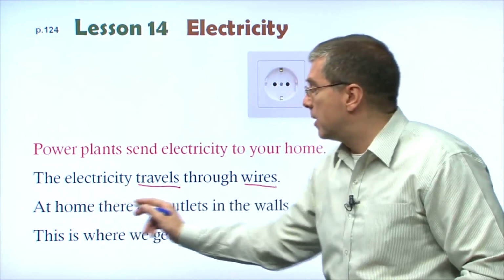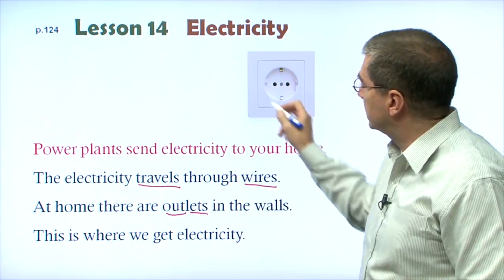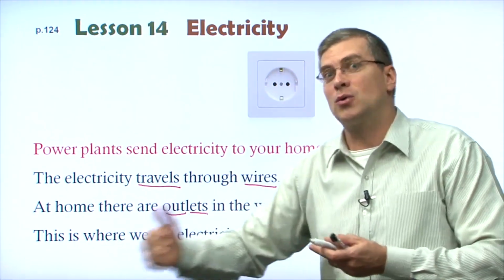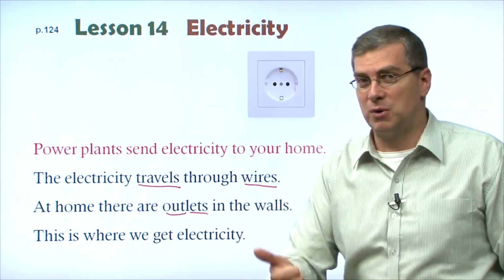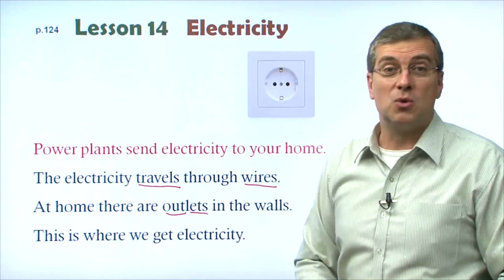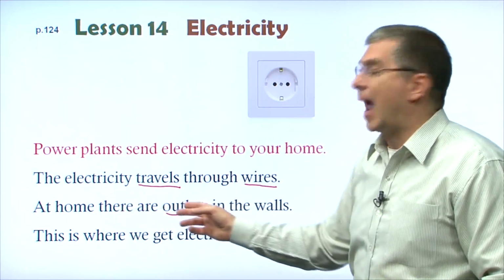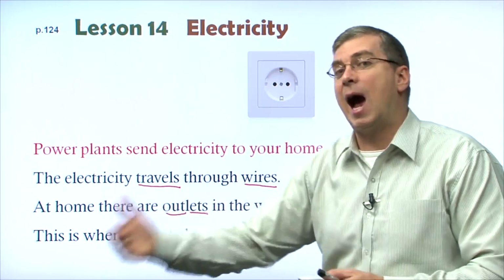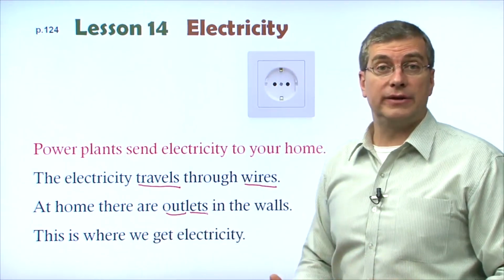So at home, there are outlets in the walls. Of course, this is an outlet. It lets the electricity out of your house, and then you can use it for your computer, your smartphone, your music player, whatever you want to use with electricity. So at home, there are outlets in the walls. They let the electricity out. This is where we get electricity.